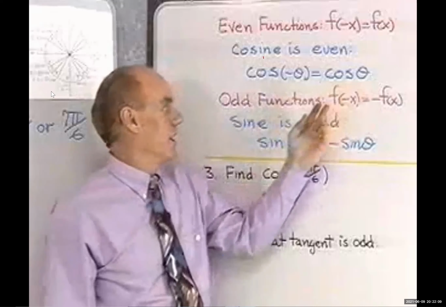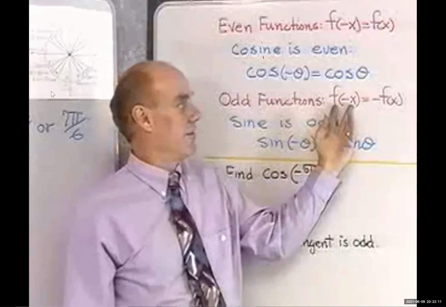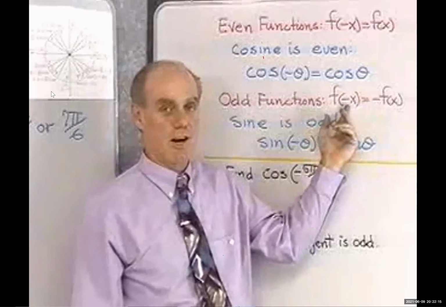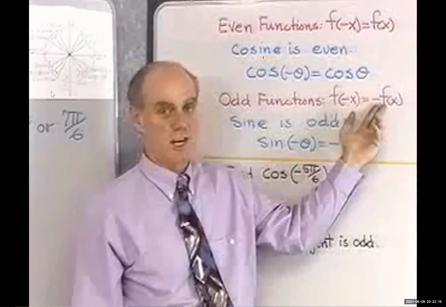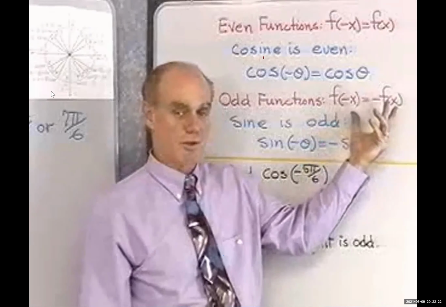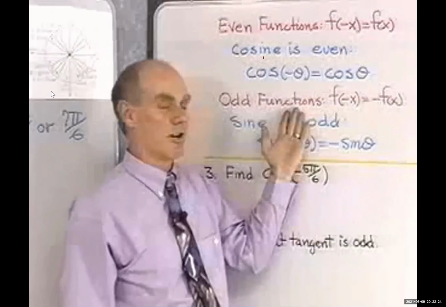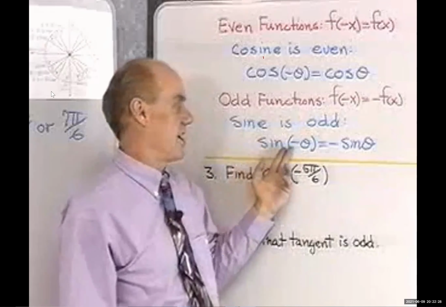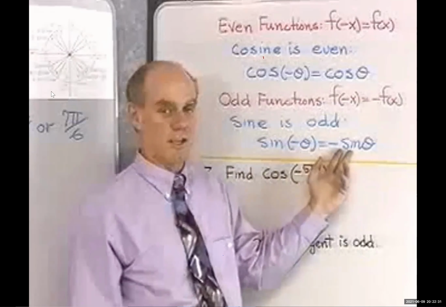Now, odd functions are such that f of negative x is negative f of x. So if I replace x with negative x in an odd function, my function values change signs too. So if f of negative x is negative f of x for all x for which the function is defined, then we have what's called an odd function. And the sine function is an odd function because the sine of negative theta is always negative sine theta.